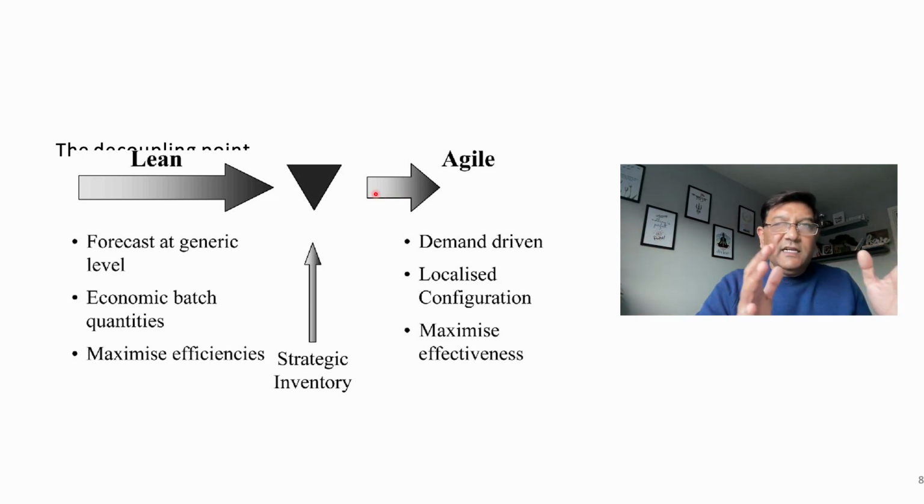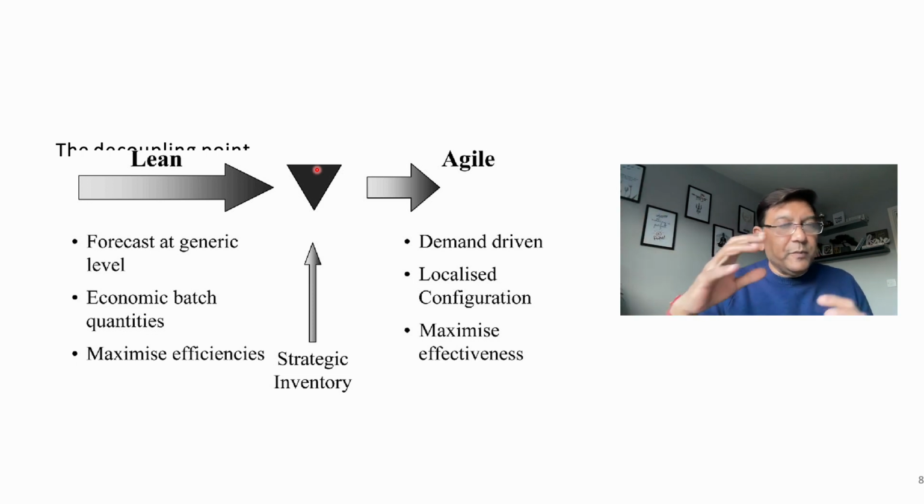So in between lean and agile, we create a strategic inventory of the semi-finished goods through lean manufacturing. We keep a strategic inventory, and whenever we see the demand from the consumer, we convert that as per the specification of the customer and send it to the customer, which is the agile manufacturing. Now, in lean, we can forecast at generic level, economic batch quantities, and maximize the efficiencies. And we keep the strategic inventory of the products which have a lot of variation.